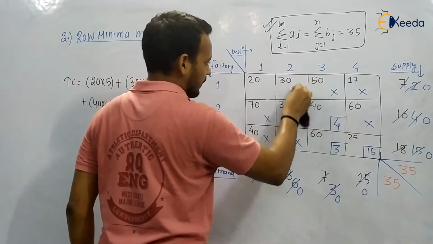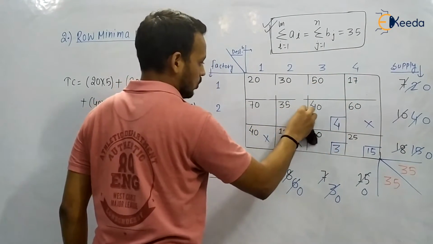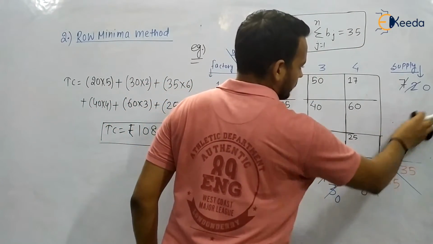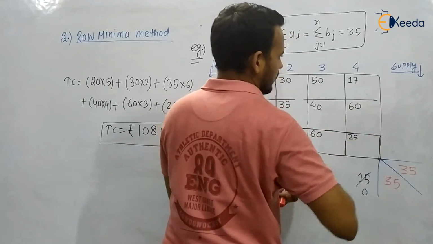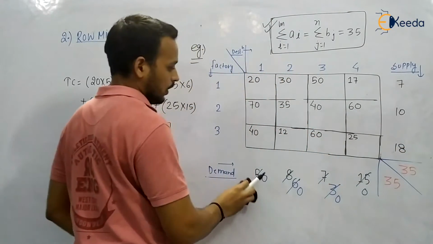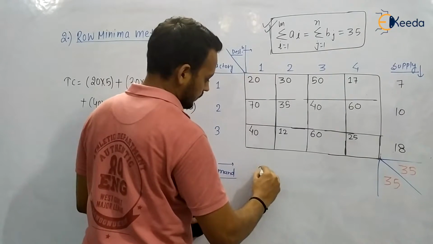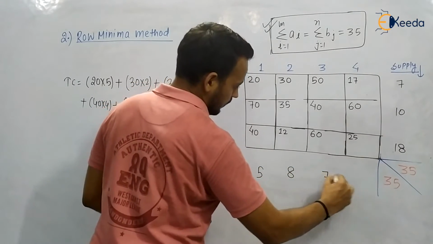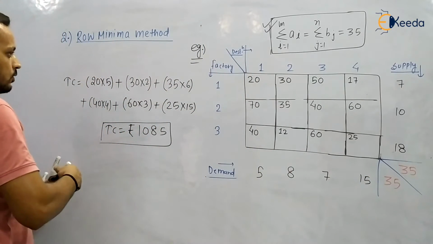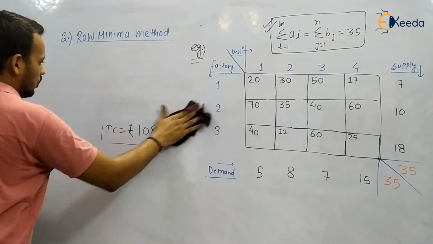We will do it for the same example, with the same numericals, no need to change them. The supply was 7, 10 and 18, and the demand was 5, 8, 7 and 15. Again our problem is a balanced one, so we have to now follow the row minima method.